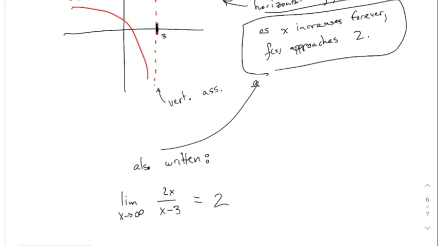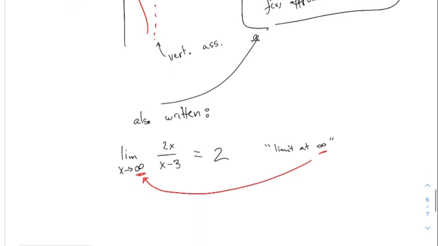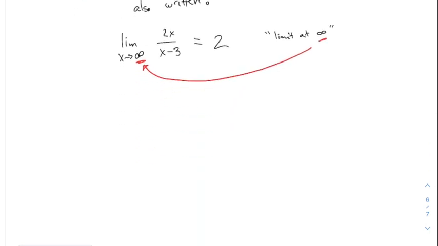And this is what I meant at the very beginning when I said this is called a limit at infinity. At infinity means there's an infinity down here. That's what it means when somebody says a limit at infinity. It means x is approaching infinity. And what that means is when x just gets really, really super big, goes off to the right forever on the graph, the y value in this example approaches 2.